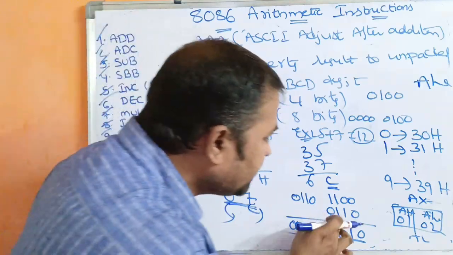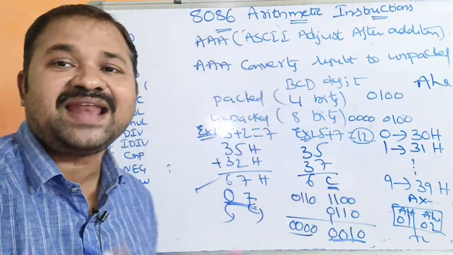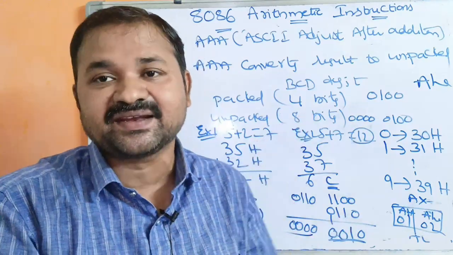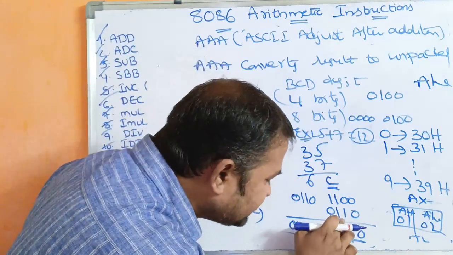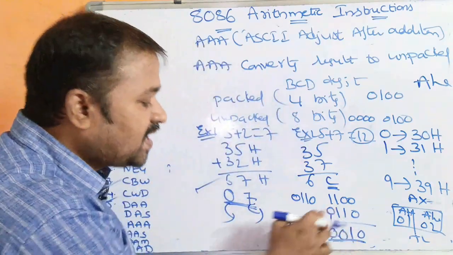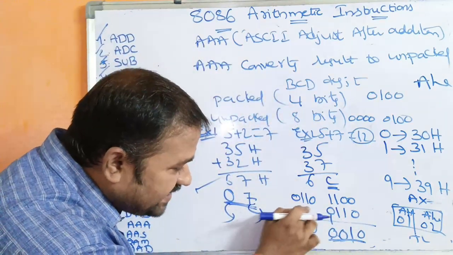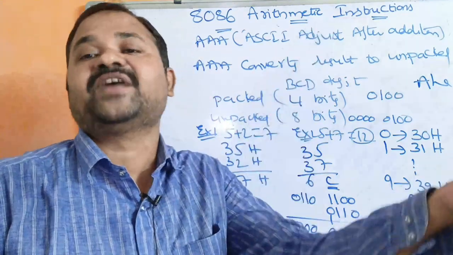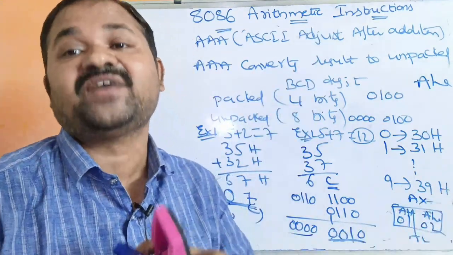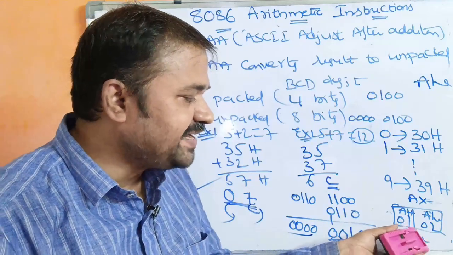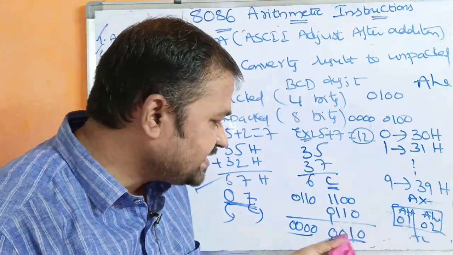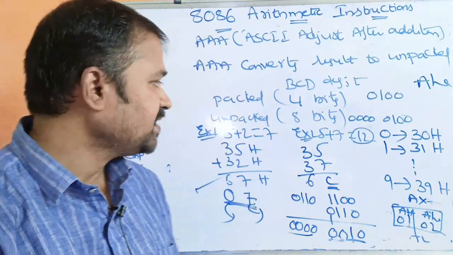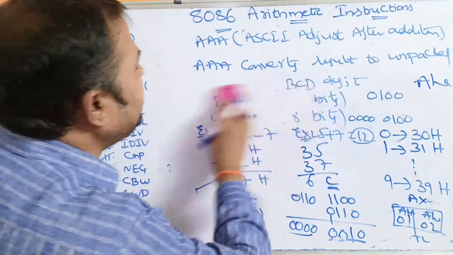Second point, if the lower nibble is not a valid BCD digit, that means if the lower nibble value is greater than 9, then add 6 to the lower nibble, mask and clear the upper nibble value, as well as increment AH by 1. So here we have incremented AH by 1. So 1, and this is nothing but the AL result. So 0102 means 12 only. Okay. So this is about AAA.